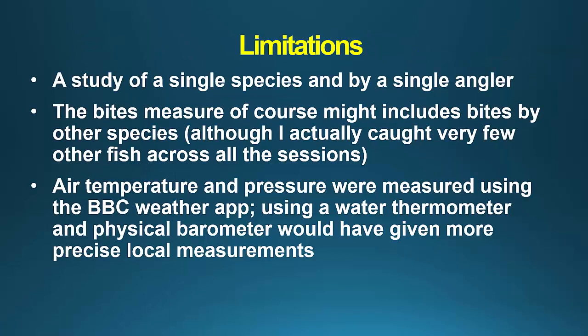So what are the limitations of this study? It's a single study of a single species by a single angler, me. The bites measure, well, of course, I might have included bites where I didn't catch the fish, which were from another species. Although actually over the 40 sessions, I think I caught 3 other fish in total. 2 bream, interestingly, which don't normally eat dead fish, but they did, and 1 pike. So I didn't obviously record those as Zander. So in general, I think the bites were definitely Zander, and they have a very characteristic kind of bite.